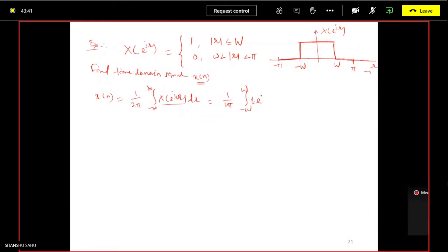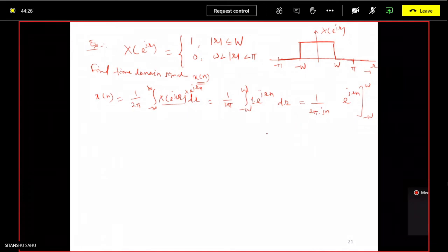So I can write 1 into e to the power, sorry, I forgot to multiply here, e to the power j omega n here. Okay, that was the formula for DTFT, inverse DTFT, right? So now this will be e to the power j omega n d omega, right? So if you do the integration of that, I'll get 1 by 2 pi into jn and e to the power j omega n, that goes from minus w to w, right?